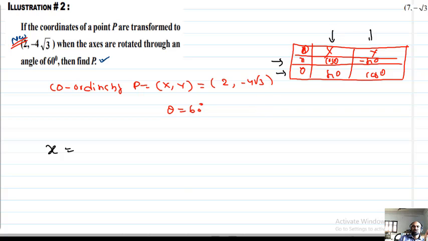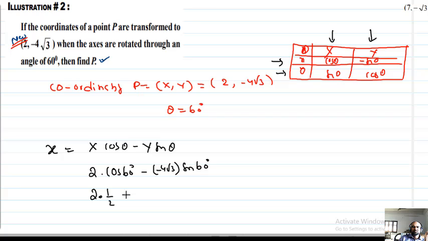Small x equals, using the arrows for capital X and capital Y, capital X cos theta minus capital Y sin theta. Capital X is 2, theta is 60 degrees, cos 60 degrees, minus of minus 4√3 into sin 60 degrees. So 2 into 1/2 plus 4√3 into √3/2. 1 plus 6, that is equal to 7. So small x equals 7.